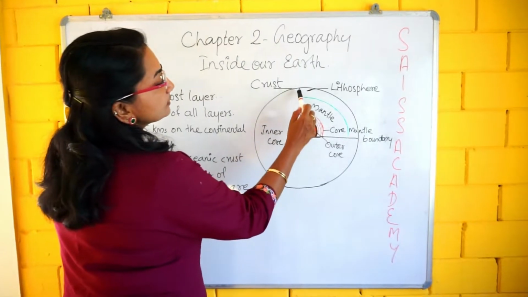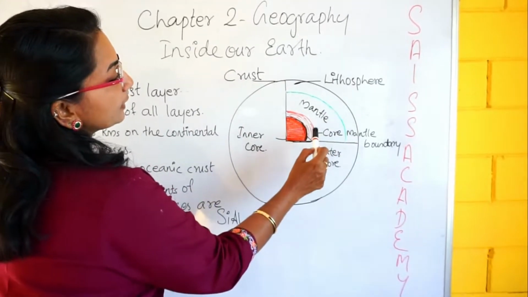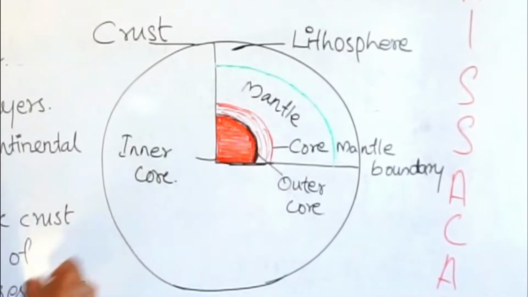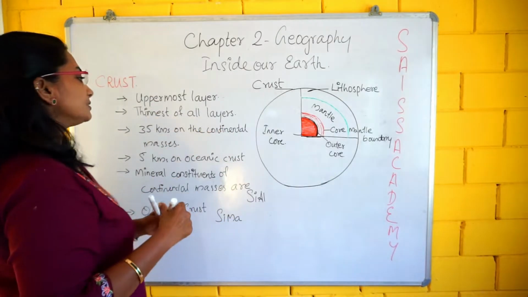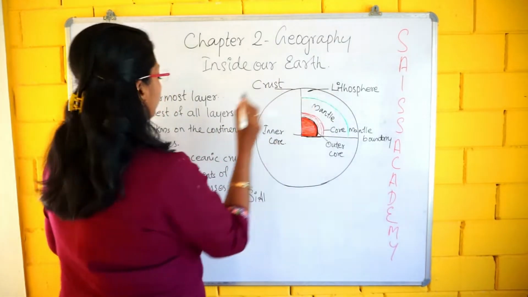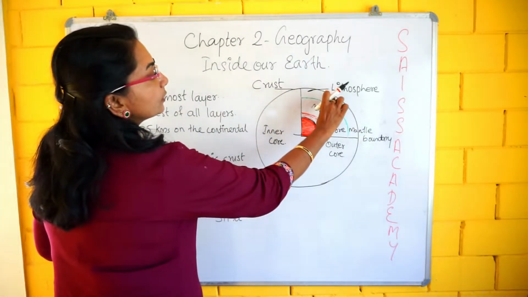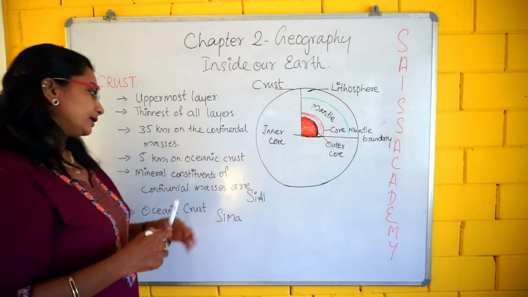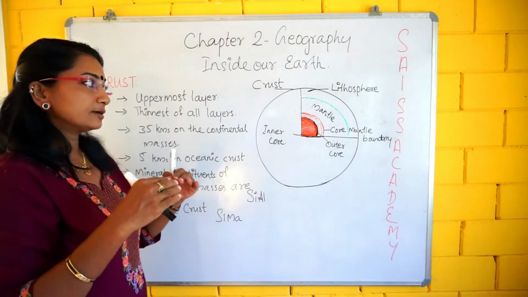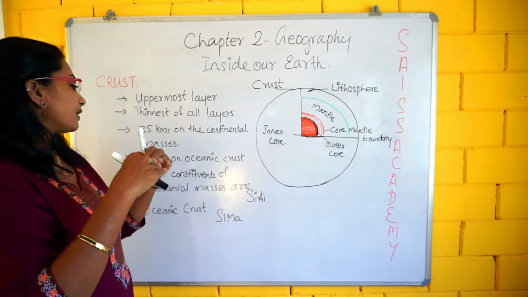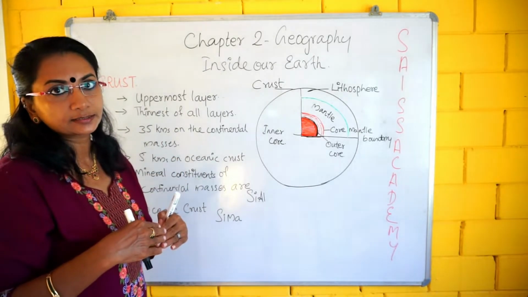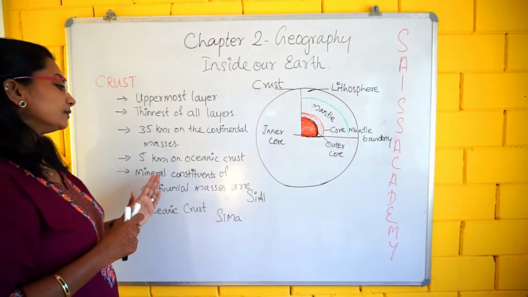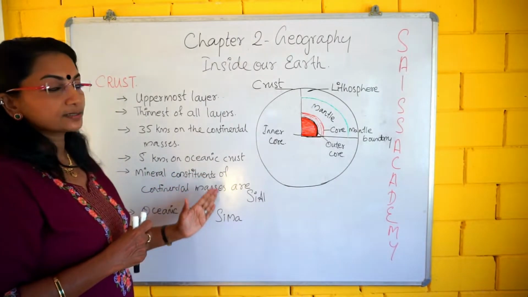Look at this picture. Here I divided this into three portions and look at this part now. This part is the crust and that is the thinnest of all layers, and it is only 35 kilometers. The thickness is only 35 kilometers on the continental masses, and when the ocean comes, it is 5 kilometers on the oceanic crust. Understood?